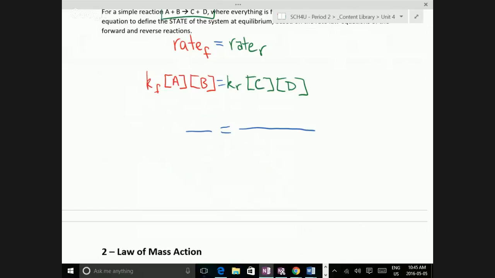What equation did you get here? I got Kf over Kr equals the concentration of C times the concentration of D over the concentration of A times the concentration of B. Very good. Thank you. Okay.